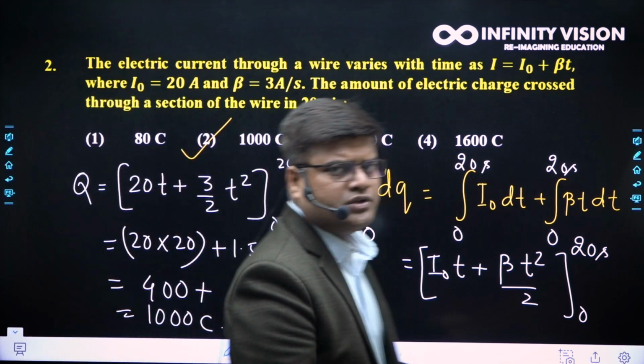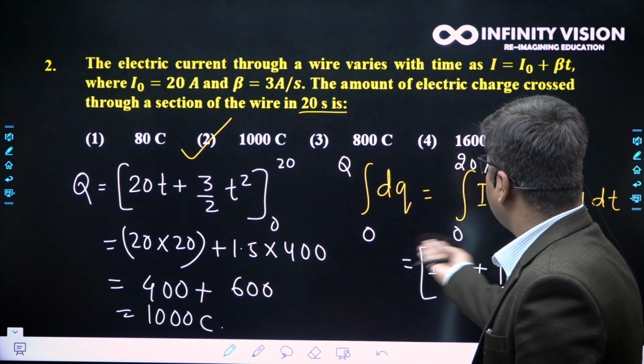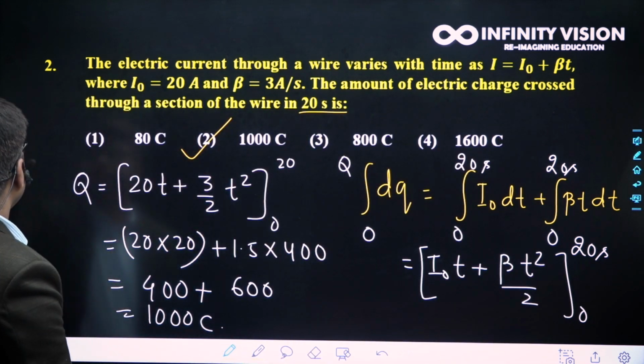So it's a very basic question of electrical circuit. We just had to differentiate the current expression in terms of charge and then integrate to get the answer. So 400 plus 600 is equal to 1000 coulomb.